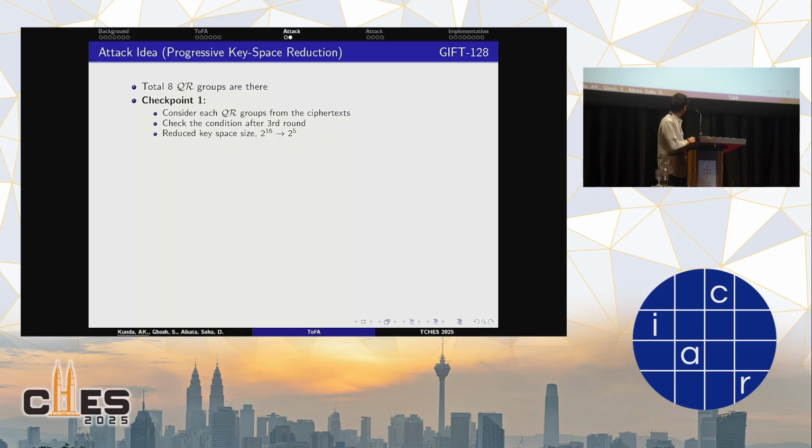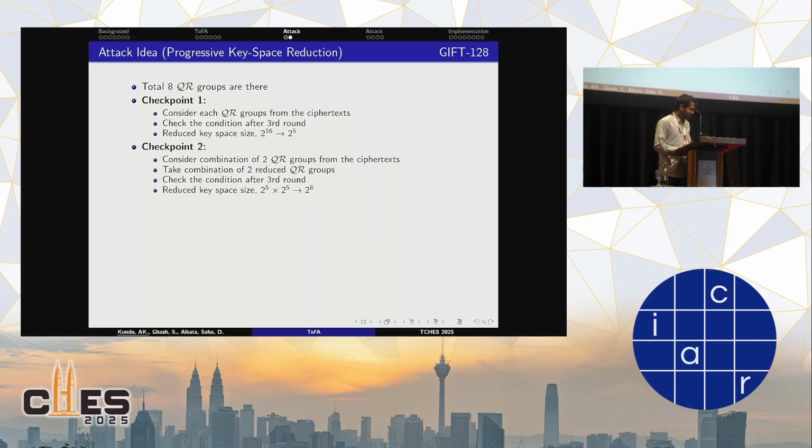Okay, so that should be 2 to the power 8 actually. Here it's a mistake. So 2 to the power 8 to 2 to the power 5. That is the total possible key space after one round. If we check checkpoint 2, here we have combined two possible QR groups. Two possible QR groups means the total key space is 2 to the power 10, so 2 to the power 5 plus 2 to the power 5. And after checking the intermediate third round difference, the total key space reduces to 2 to the power 8 only.